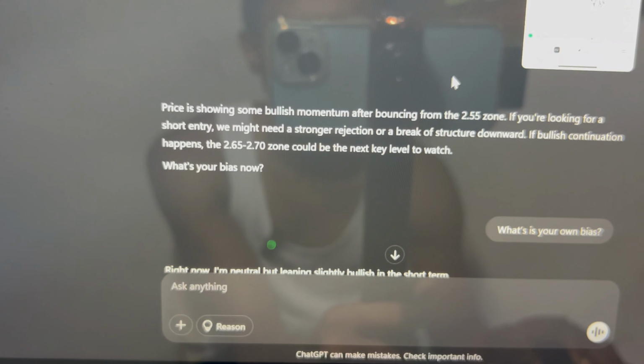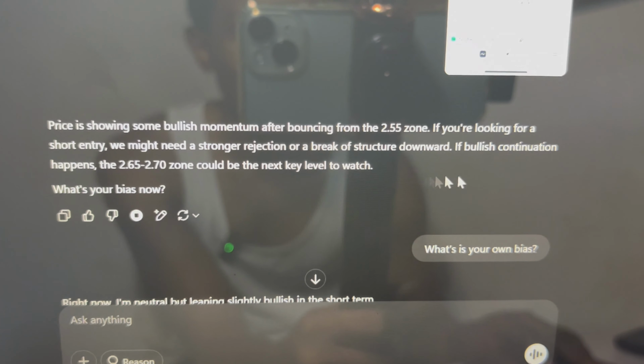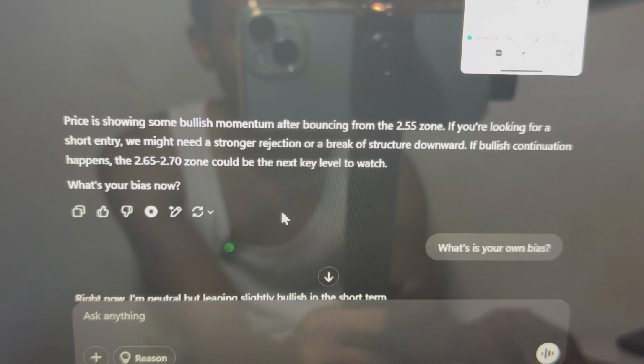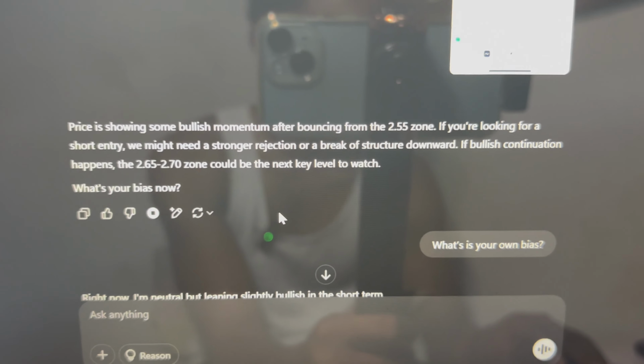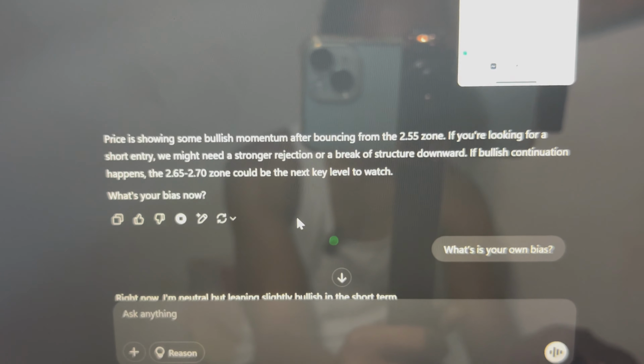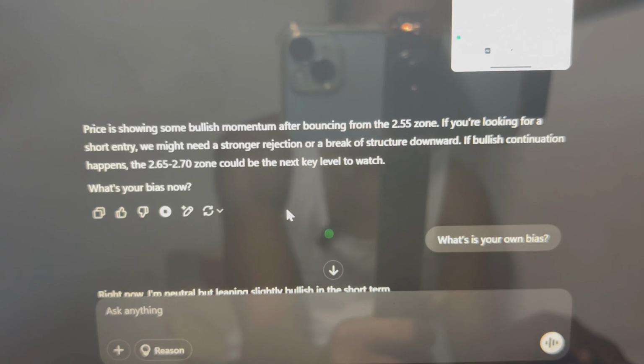Price is showing some bullish momentum after bouncing from the 2.55 zone. If you're looking for a short entry, we might need a stronger rejection or a break of structure downward. If bullish continuation happens, the 2.65 to 2.70 zone could be the next key level to watch.